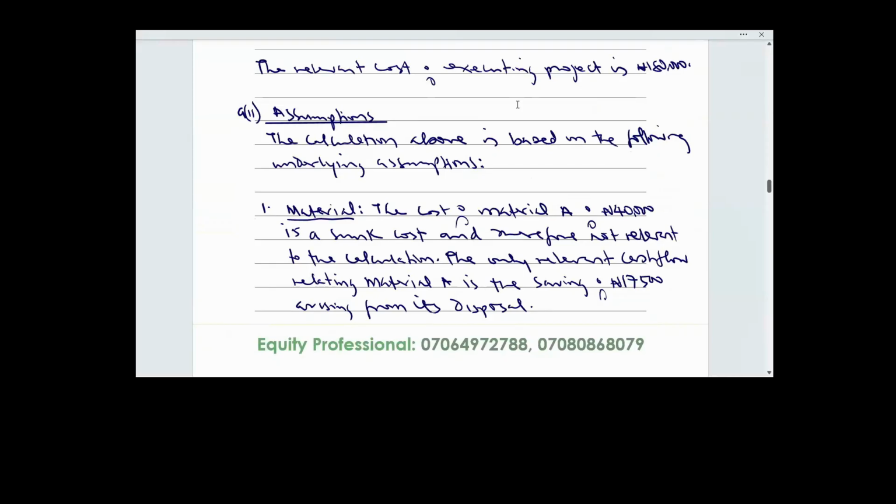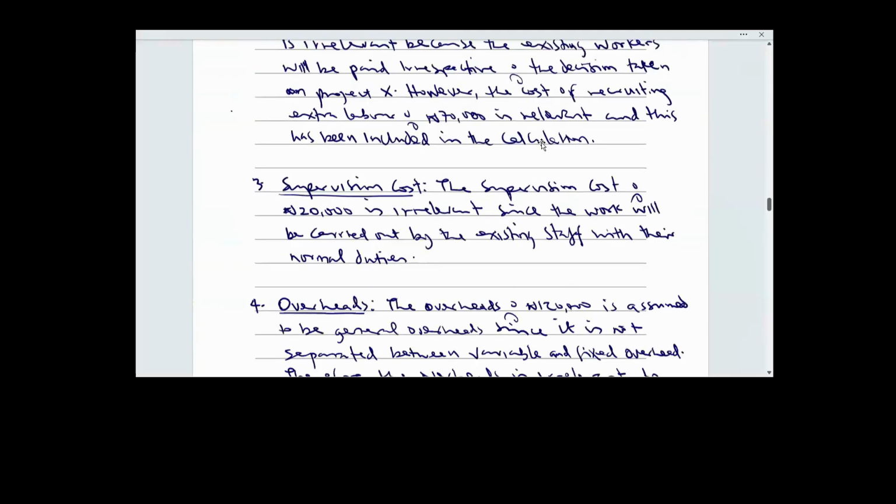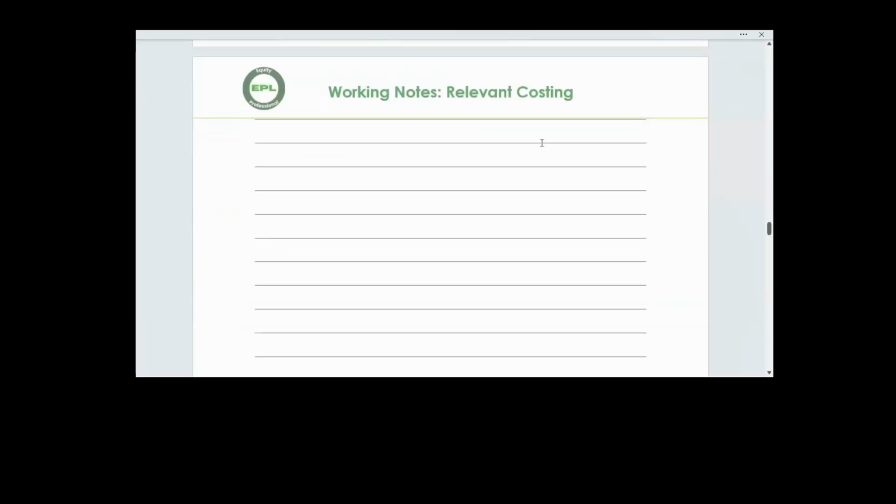Any question? Okay, so let's move to requirement number B. Now, requirement number B is talking about report writing. Reports. Okay.